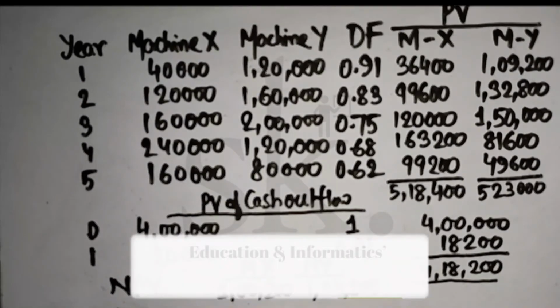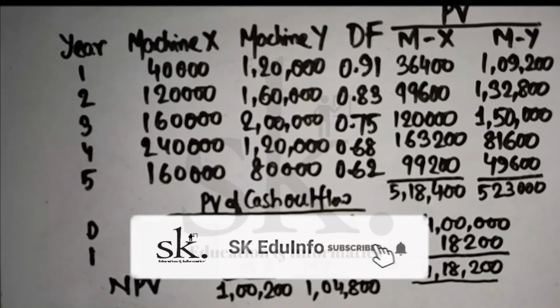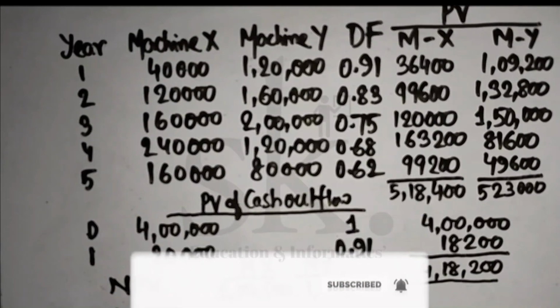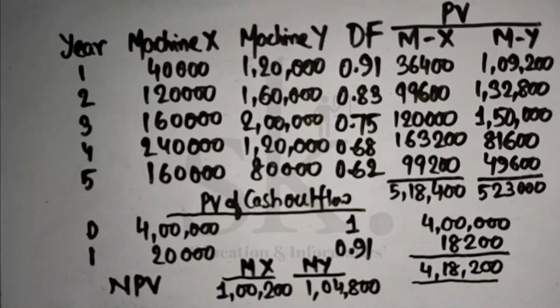I hope the concept is clear with respect to investment happening in year 1 or year 2. If the investment was happening only in the 0th year, we would have directly considered it to be the present value of cash outflow. But since it is happening at year 1, we also require to discount the amount of investment to its present value of cash outflow, and then only we can calculate NPV. I hope the concept is clear.